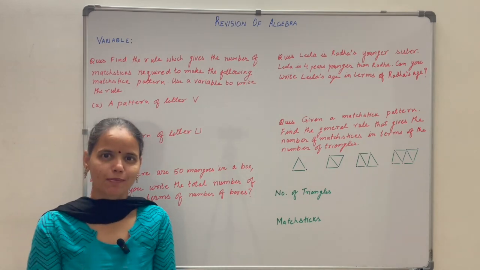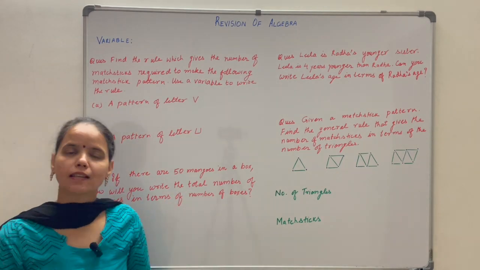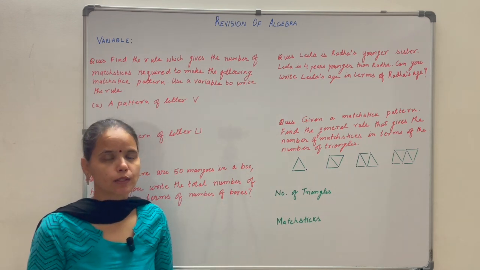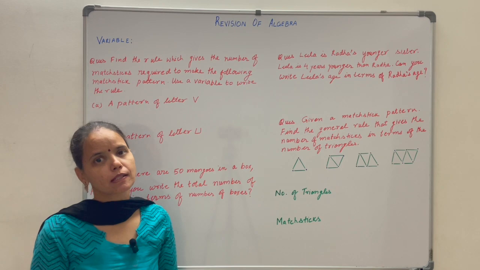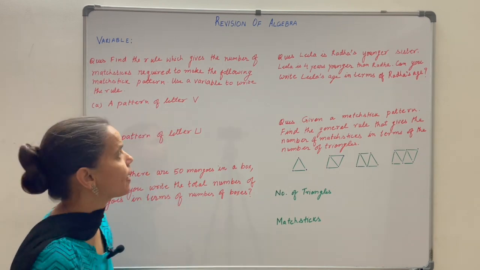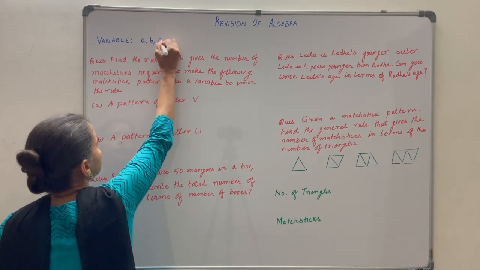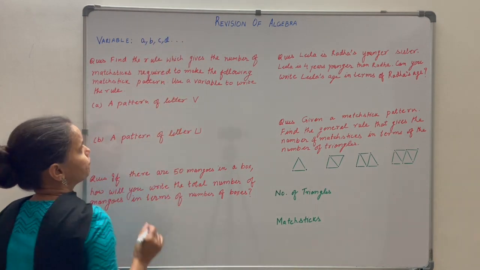Revision of algebra. Variables, as the name suggests, are something that keeps varying. Its value is not fixed. It is represented by the letters of the English alphabet like A, B, C, D, and so on.